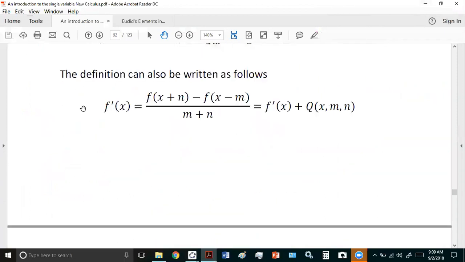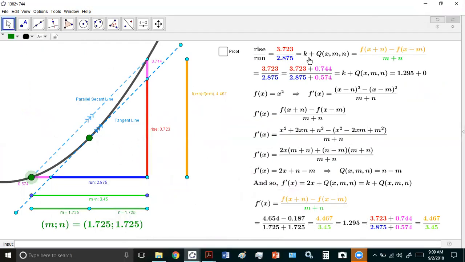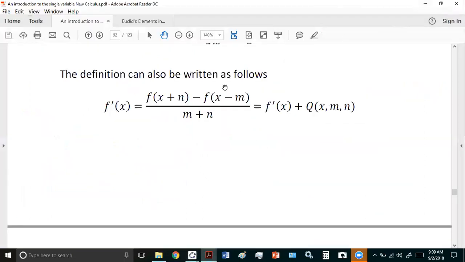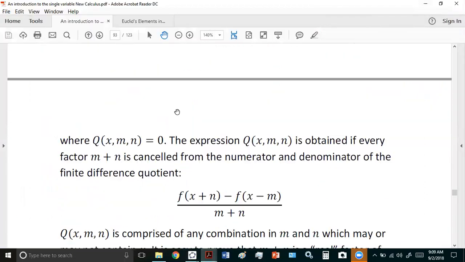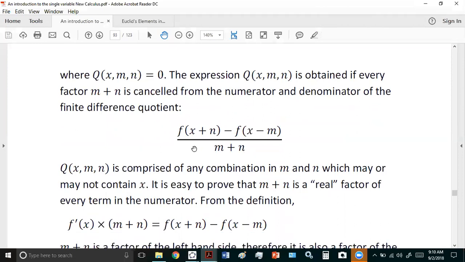So now, I said this definition can also be written as follows, and I've just explained that to you. In other words, where I had a k in the applet, this particular part here, see where I had this k plus? That's the same as f prime of x. All right. So this expression is obtained if every factor m plus n is cancelled from the numerator and denominator of the finite difference quotient, of this finite difference quotient.